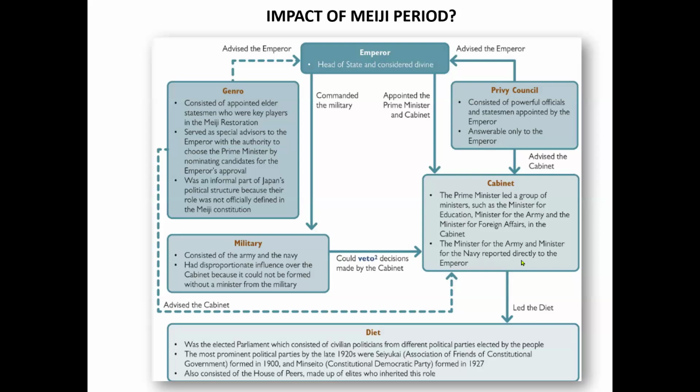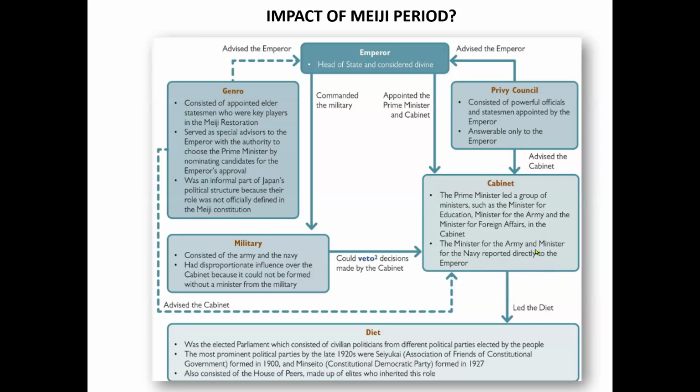Now, who makes up the cabinet? The prime minister, and all the different ministries, and the minister of the army and minister for the navy. They don't report to the cabinet. They actually report directly to the emperor.